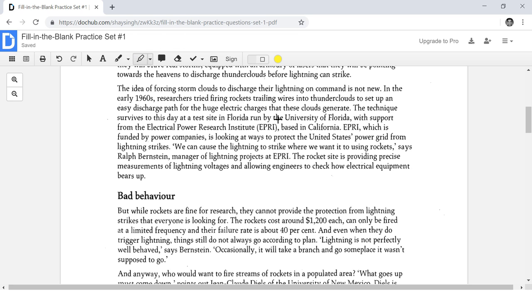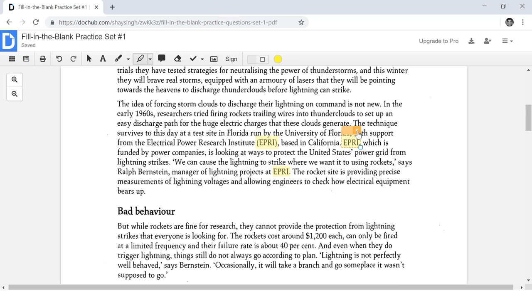So now you may have noticed that we've actually found our keyword, EPRI. We found a bunch of locations, a bunch of places where this keyword appears. So I'm going to start off by reading this sentence first, since this is where it appears. So let's begin. The technique survives to this day at a test site in Florida run by the University of Florida with support from the Electrical Power Research Institute, based in California.